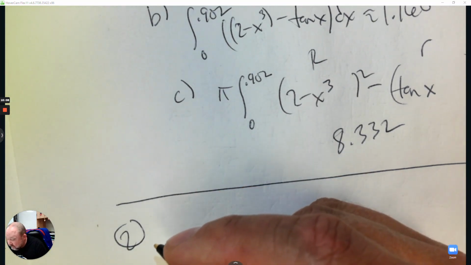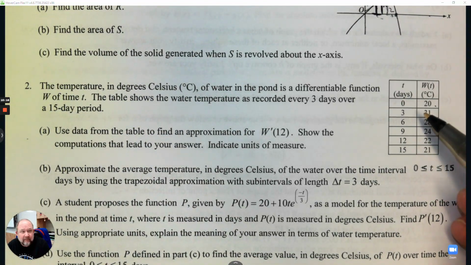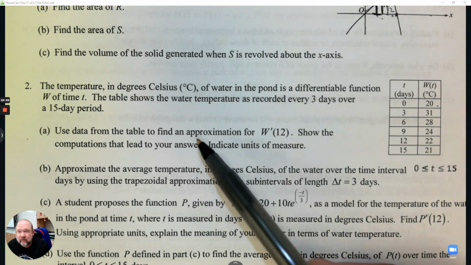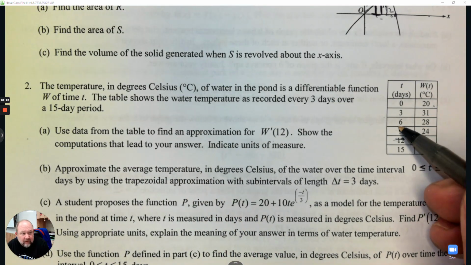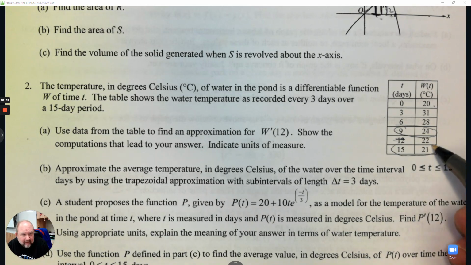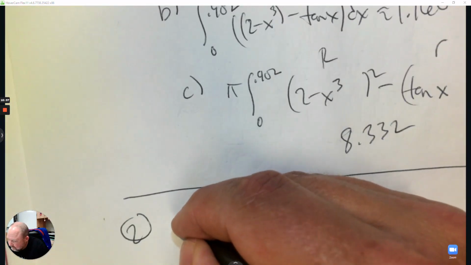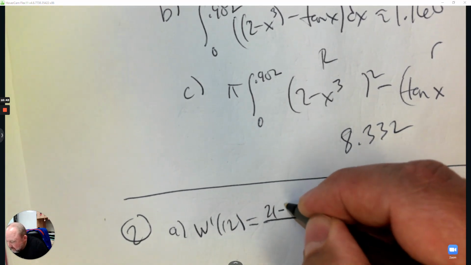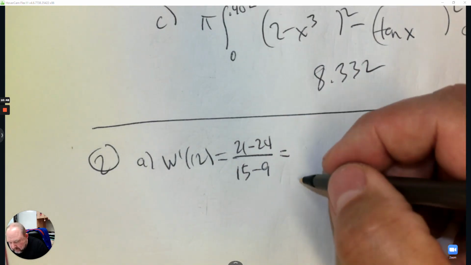The temperature in Celsius is given by a table. And so you have the number of days and what the temperature is in the water in a pond, as recorded every 3 days. Use the data from the table to approximate the derivative at 12. So the derivative at 12, we're going to use the 2 points in front and behind it. And we're just going to use the slope formula. So that's going to be 21 take away 24 and 15 take away 9. We don't have to reduce it down.